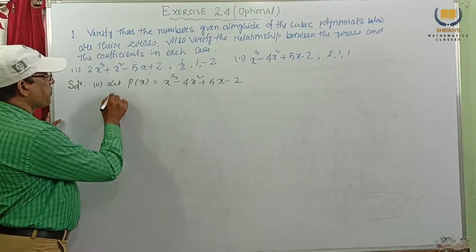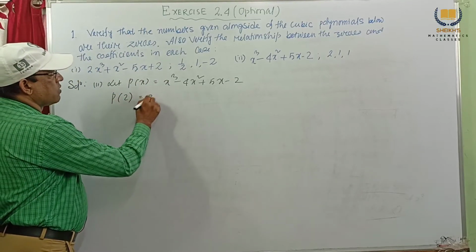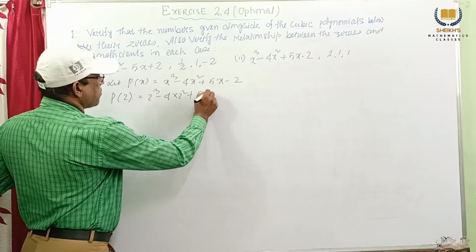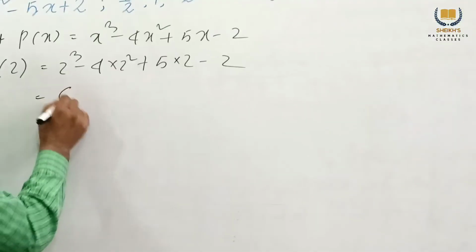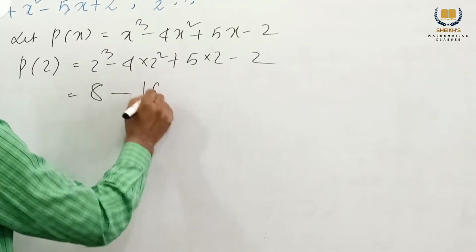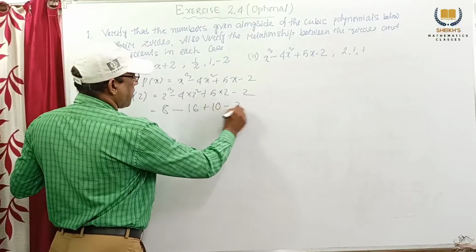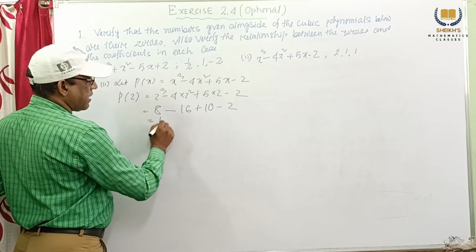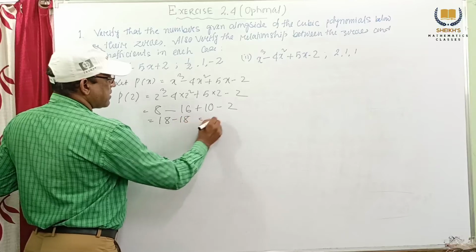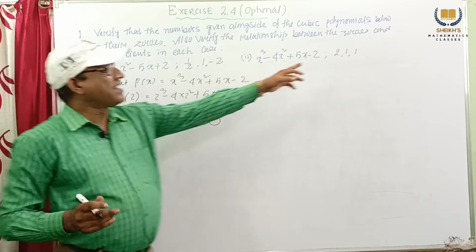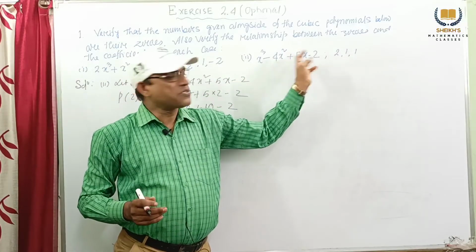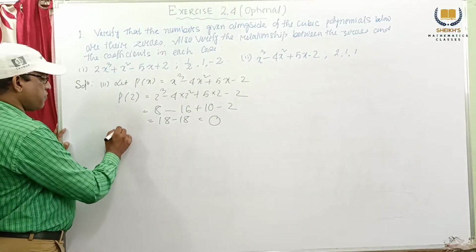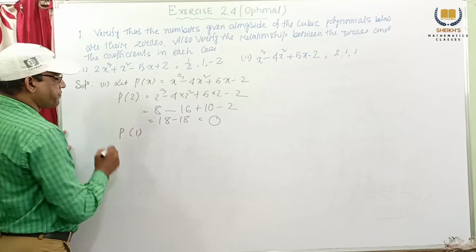Putting this value, first we put 2, then 2 cube minus 4 into 2 square plus 5 into 2 minus 2. This is 8, this is 16, 10 minus 2. 8 plus 10 is 18, 18 minus 18, this is 0. So we get this is a zero of the polynomial, because for this value we get the answer 0. Next we put 1.